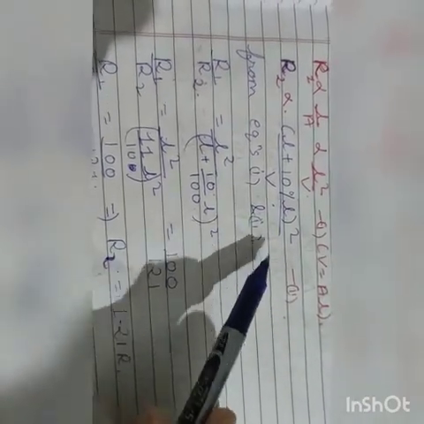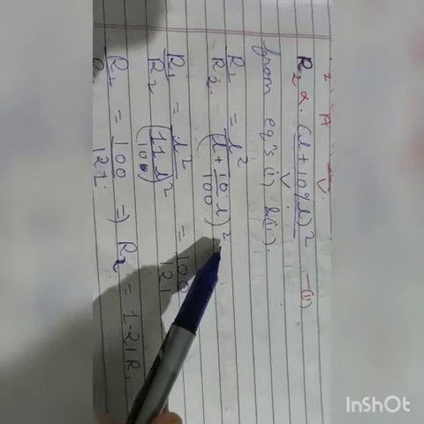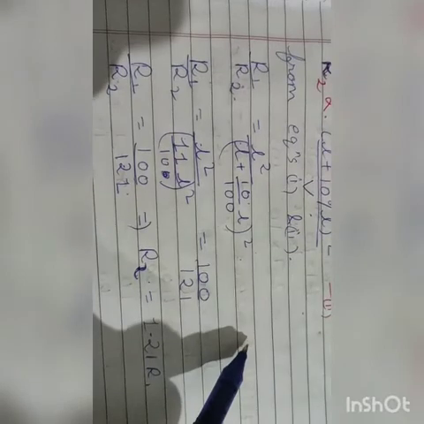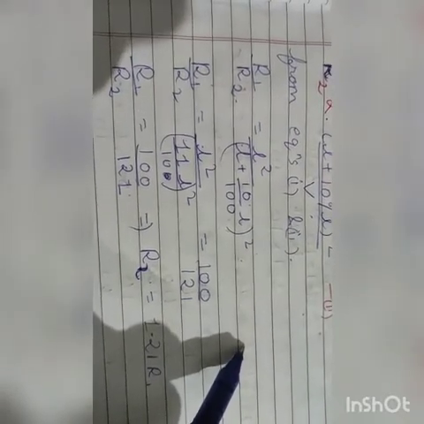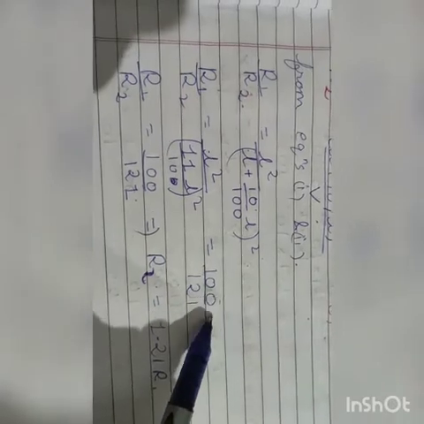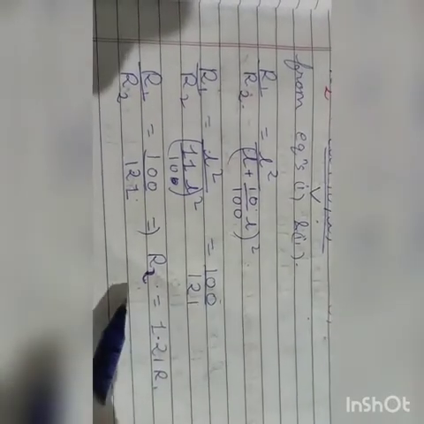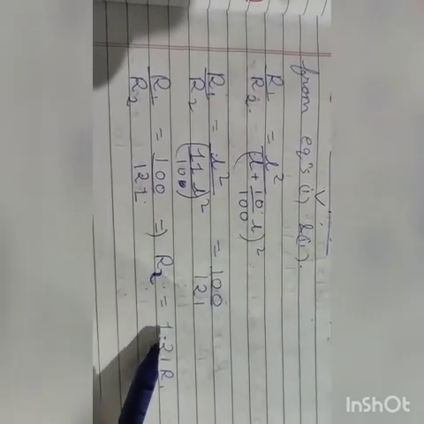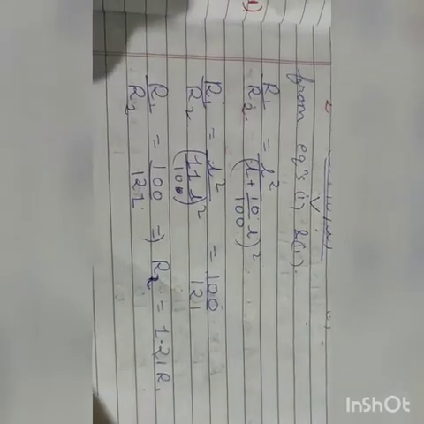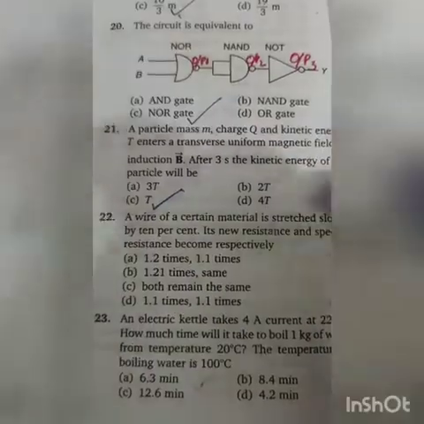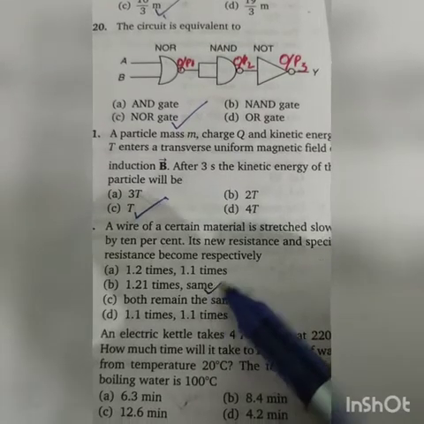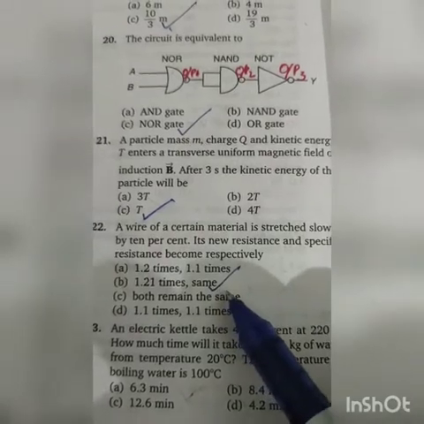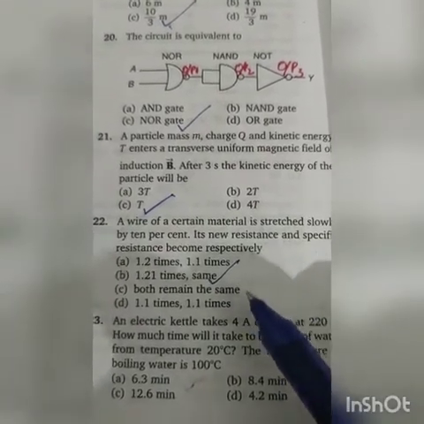So from equation 1 and 2 we have R1 by R2 is equal to L square by (L plus 10 by 100 L) square. Now R1 by R2 is equal to L square by (11 by 10 L) square, which is equal to 100 by 121. So R2 will be equal to 1.21 R1. So our correct option is 1.21 times. The resistance will be 1.21 times, as we have seen in the answer, and resistivity, or specific resistance, will be the same.